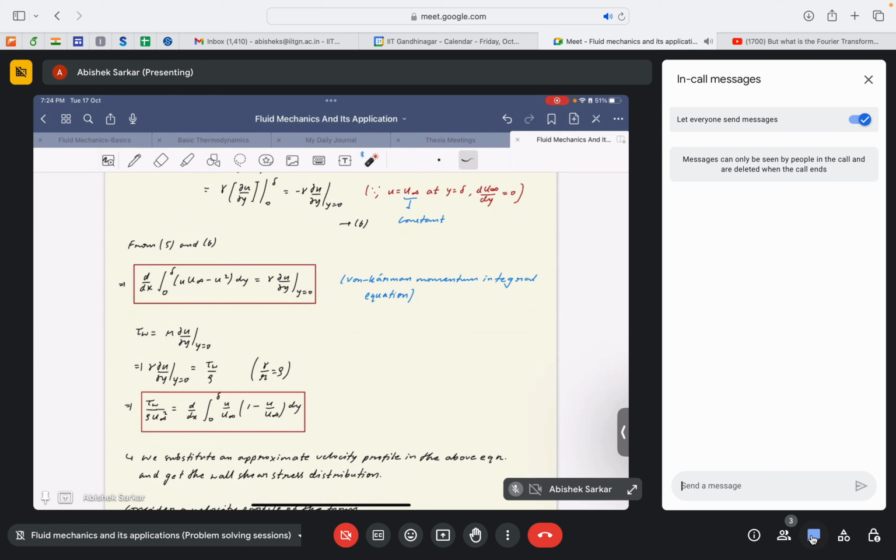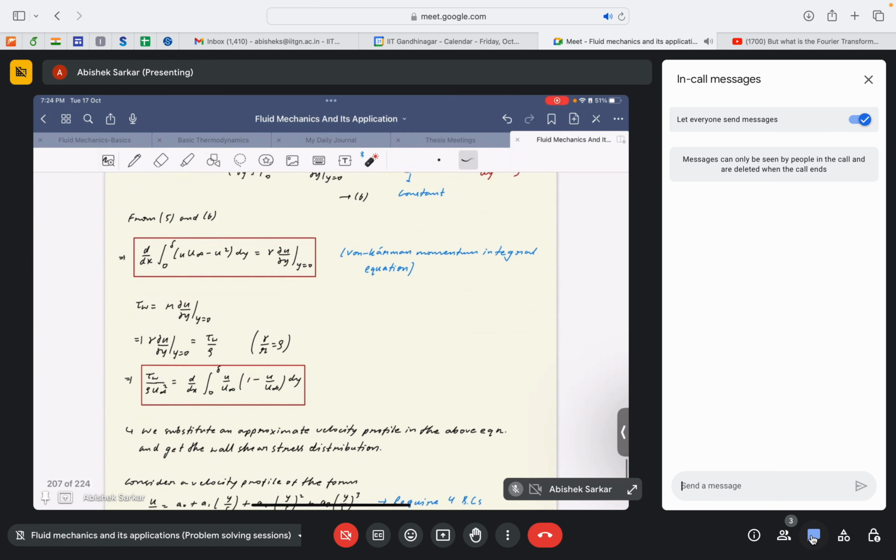So then I would also like to slow down a bit so that it's clear even when you access the recordings. Okay, so now in this equation, we will simplify this term again. Okay, you will see why. We know that from Newton's law of viscosity, the shear stress at the wall is equal to mu dou u by dou y at y equal to 0, right? So now if we reorganize this term, we can write this equation in this form.